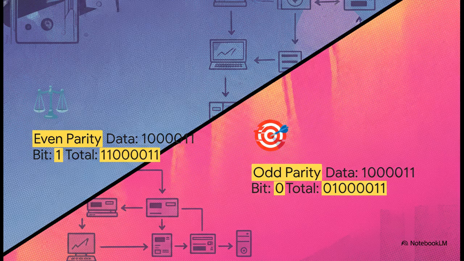Let's compare them using that exact same letter C. With even parity, our original data has 3 ones, so we add a parity bit of 1 to make the total 4, an even number. But if a system is configured to use odd parity, it actually wants the total number of ones to be odd. Since the original data already has 3 ones, the odd parity bit added is simply a 0, keeping the total count right at 3.